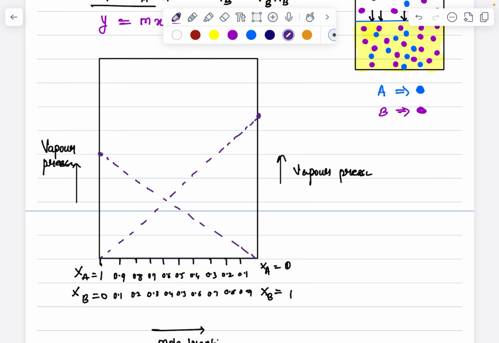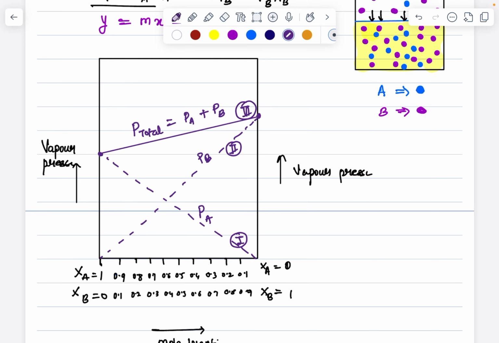So I'll call this graph the partial pressure of A, and this graph the partial pressure of B. And this line is the total vapor pressure, that is P total. P total is equal to PA plus PB. Okay, so there is one line, graph 1, graph 2 and graph 3.